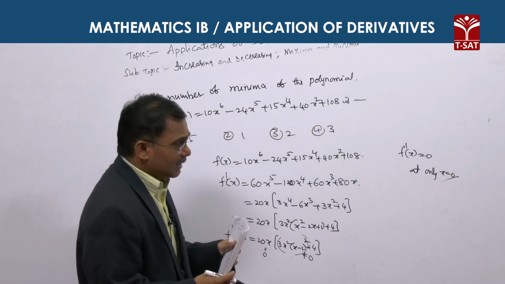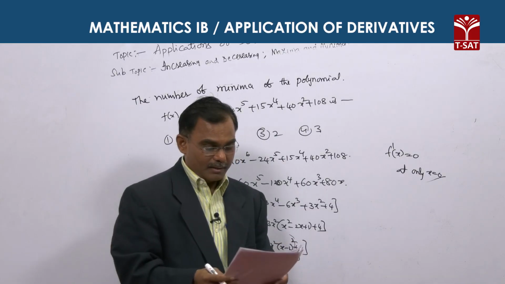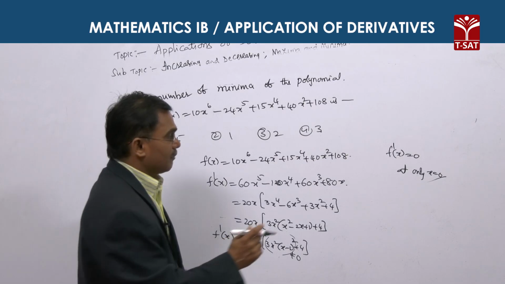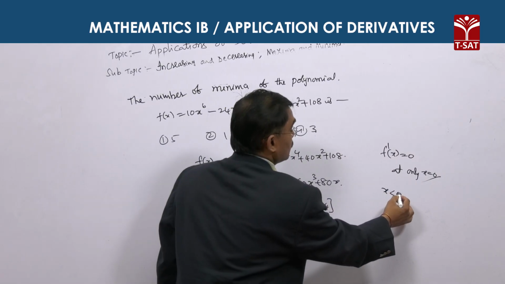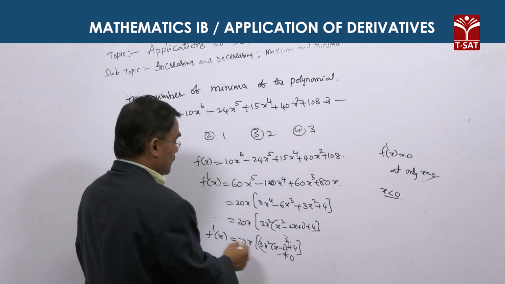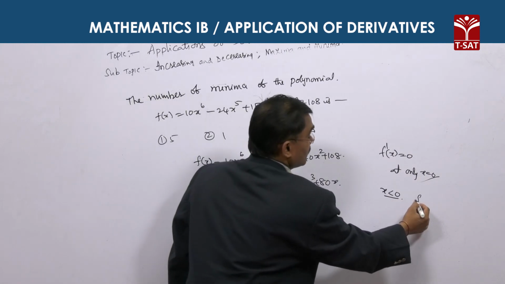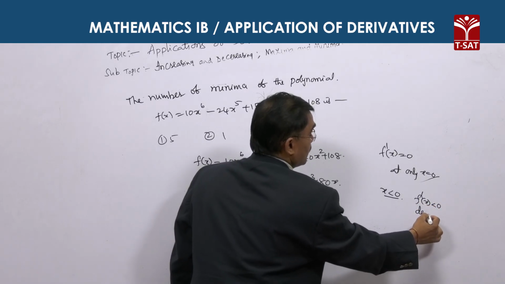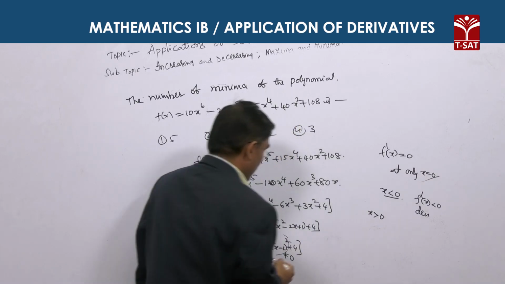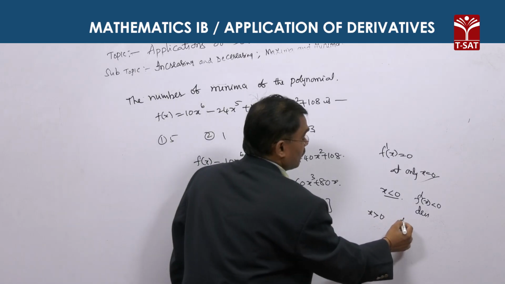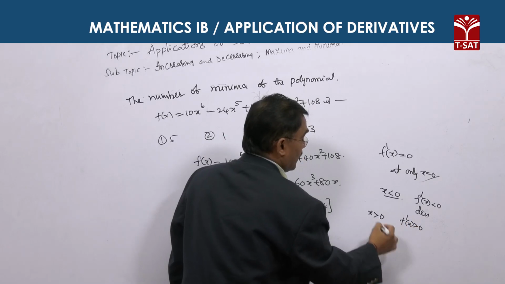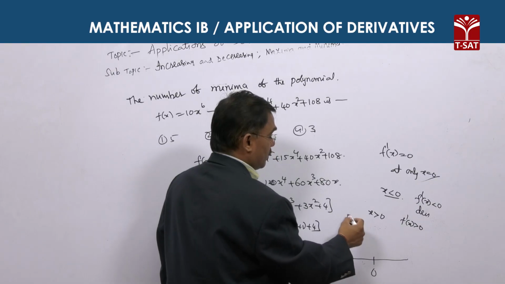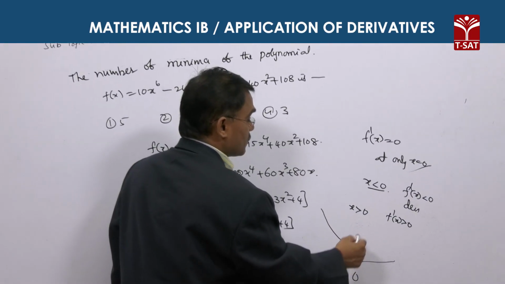So therefore maxima or minima can occur at x equal to 0. And also we observe, if x is less than 0, x is negative, and this part is always positive, so f dash x is also negative, and f is a decreasing function. If x is positive, f dash x is also positive, and f is an increasing function. You see the graph at 0: x less than 0 is decreasing and x greater than 0 is increasing.